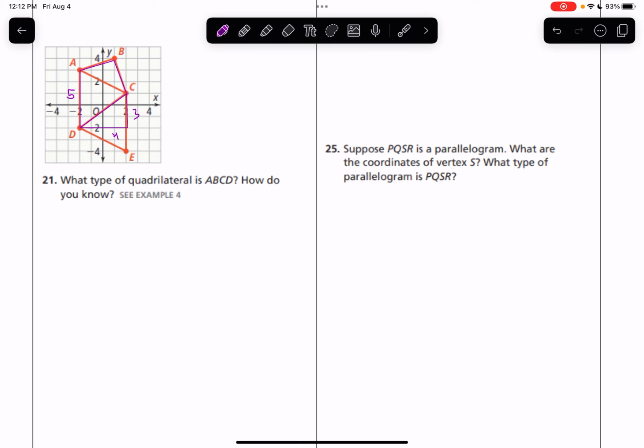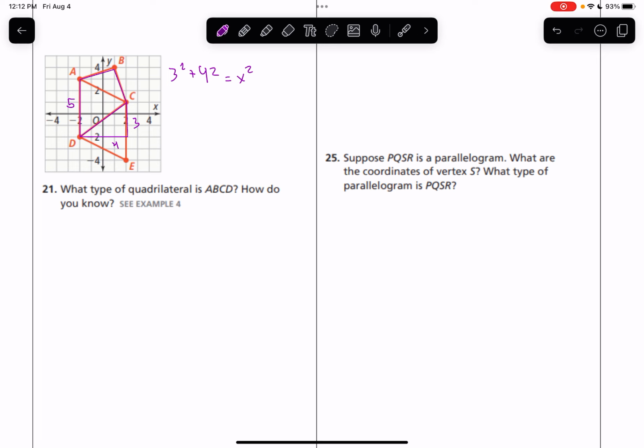Okay, and if I did the Pythagorean theorem to find the length of the third side, that would be one way I could do this. I could also put it into the distance formula, but I like the Pythagorean theorem, and I can say 3 squared plus 4 squared equals x squared. Wow, that's messy writing, I'm sorry. So that's 9 plus 16 equals x squared, or 25 equals x squared. When we take the square root of both sides, we find that 5 is equal to that side length. So side CD is also 5.